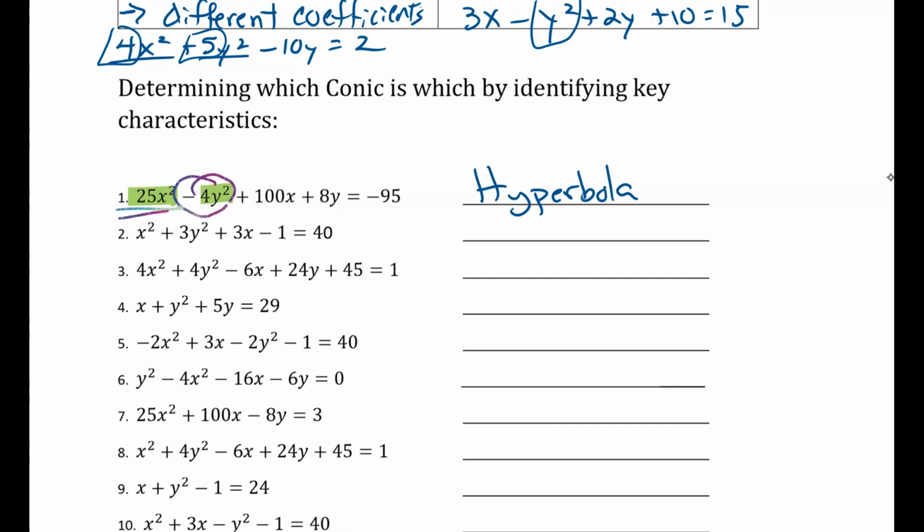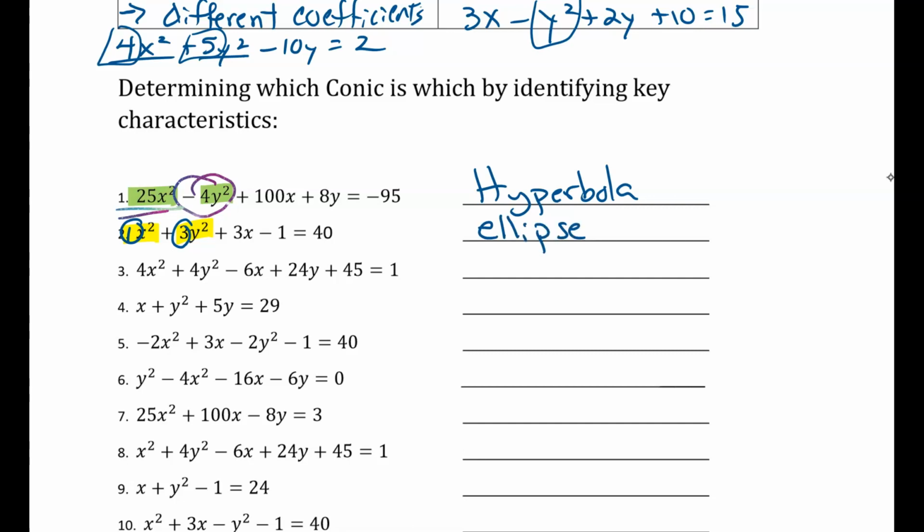All right, now let's look at the next one. On the next one, I need to look at squared terms. So here I have an x squared term, and I have another squared term. Notice what's so special about these. These are both positive, but they have different coefficients. Notice this one has a 3 and this has a coefficient understood to be a 1. Since they're different coefficients and they're both positive, we know that this is going to be an ellipse.